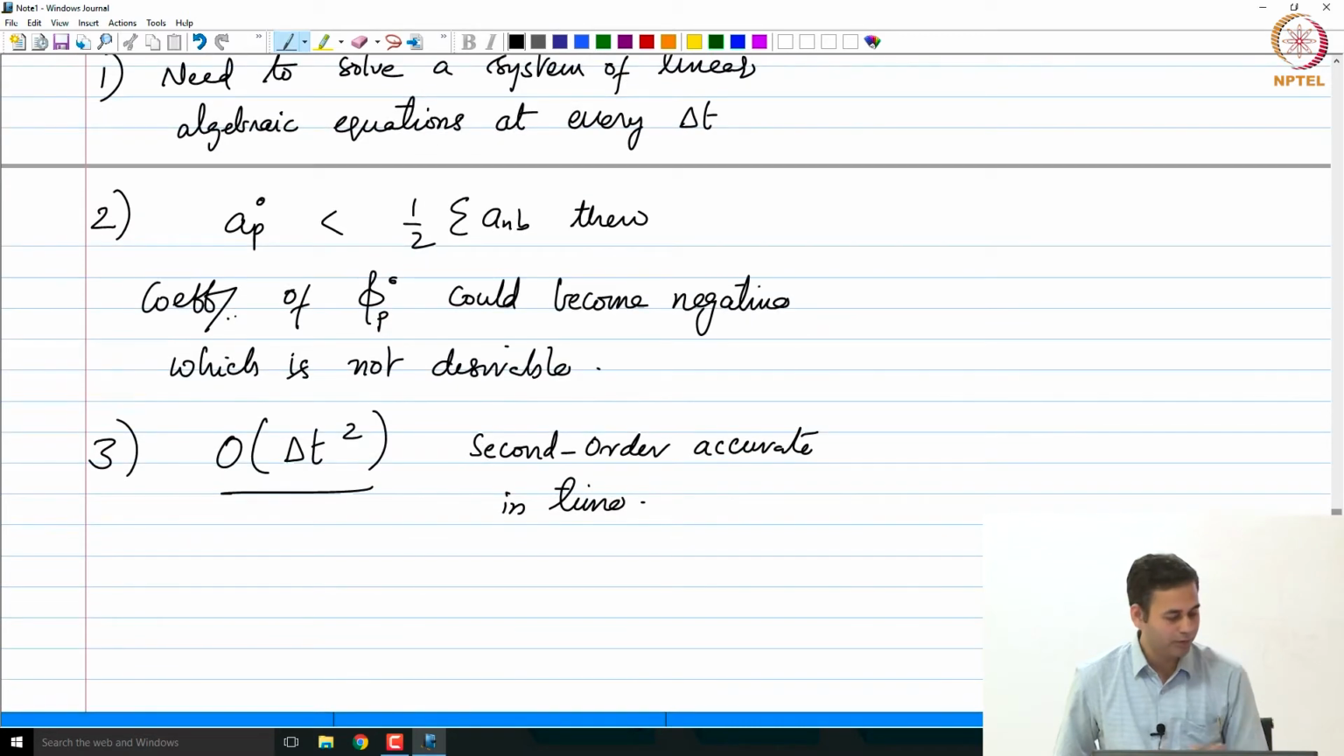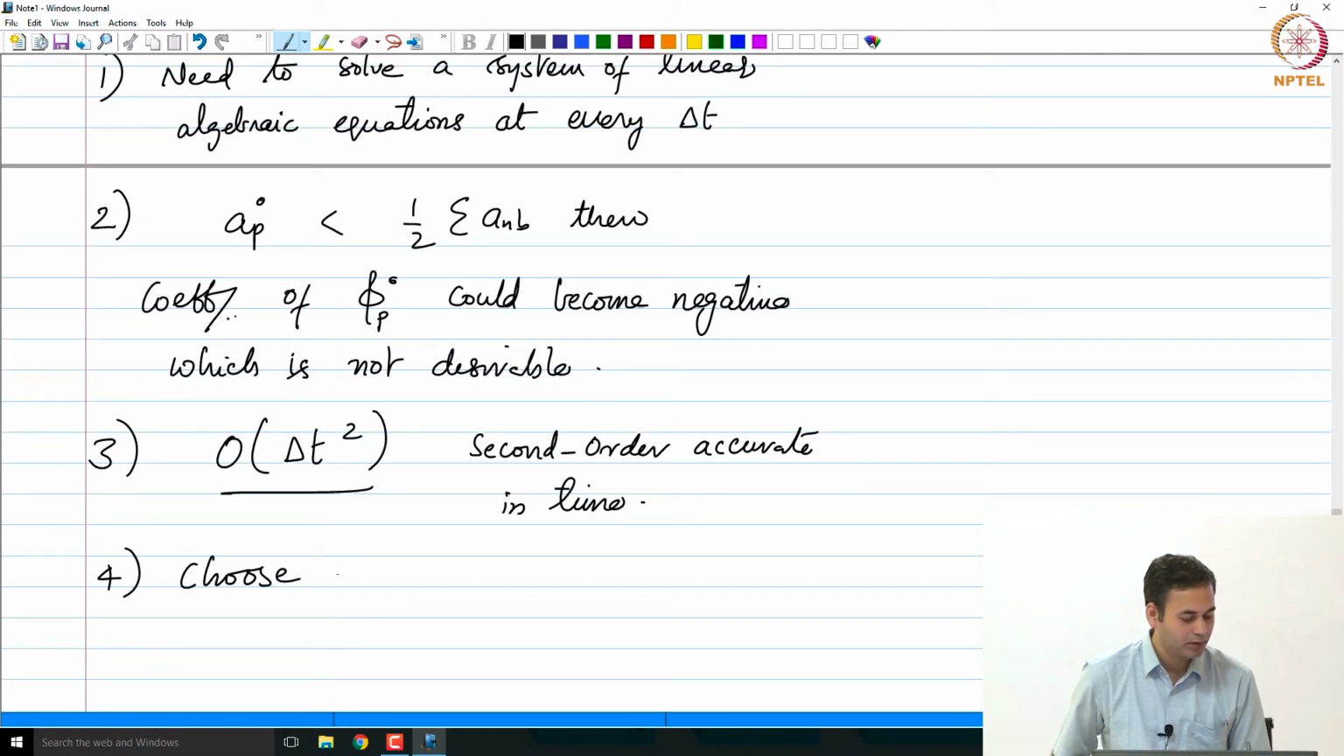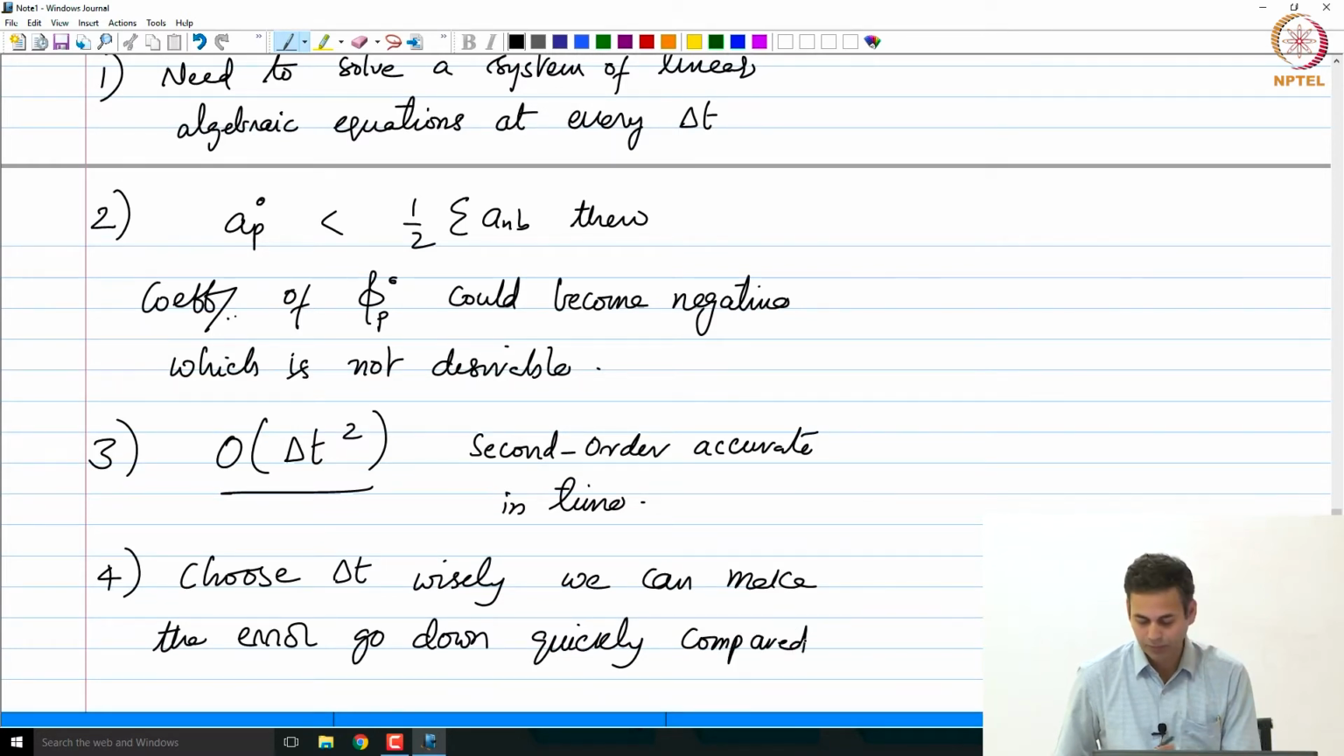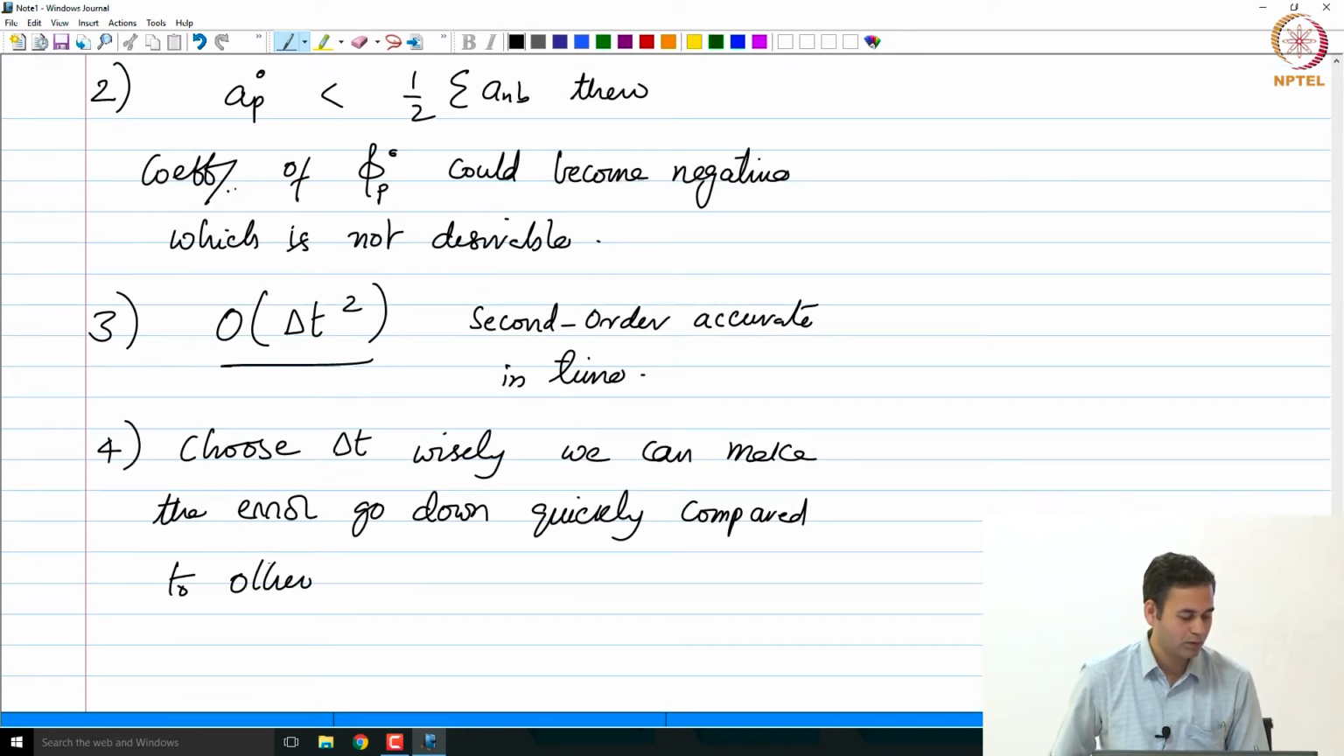That means, if we can choose the delta t wisely, then we can make the error go down quickly compared to the other schemes, right. So that is the advantage here. The truncation error you would make would go down at the rate of delta t square. As a result, you would prefer this as you refine delta t. So, that is the advantage that Crank-Nicolson offers on top of the other two methods, the explicit and the fully implicit methods.